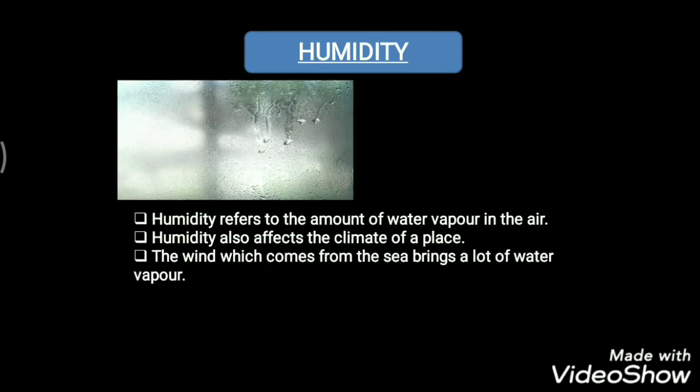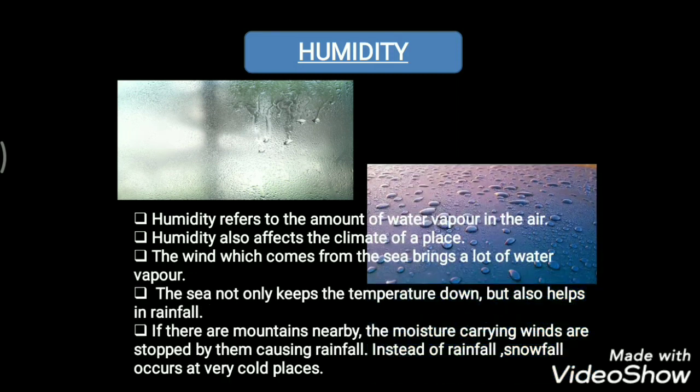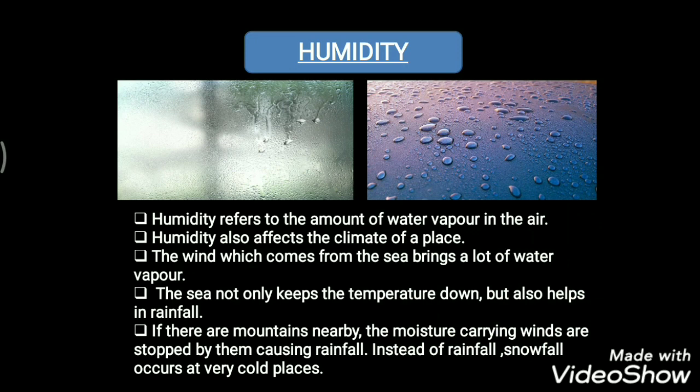Now what is humidity? Humidity refers to the amount of water vapor in the air. Humidity also affects the climate of a place. The wind which comes from the sea brings a lot of water vapor. Such winds bring rainfall. So the coastal areas receive more rainfall than the other regions. So these help these regions to remain cool.